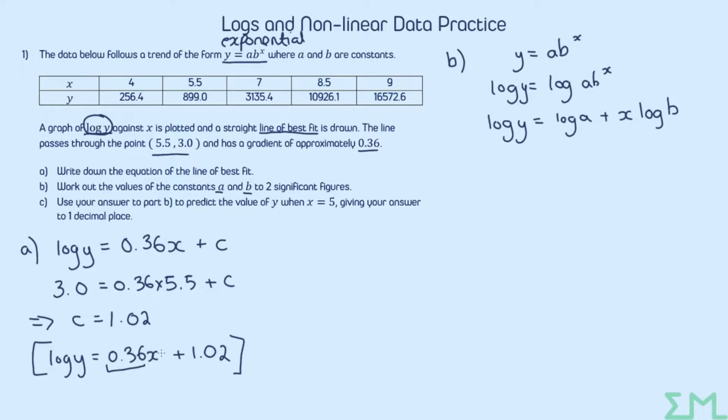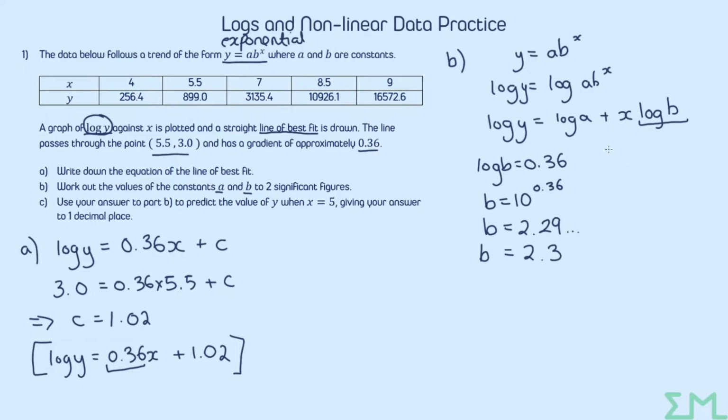So my 0.36 must line up with my log b because it is the coefficient of x. So log b equals 0.36. Remember here, if we see a log without any base written with it, then we know it's base 10. So b is 10 to the 0.36, which is 2.29, which if I remember the question saying two significant figures, so that should be 2.3.